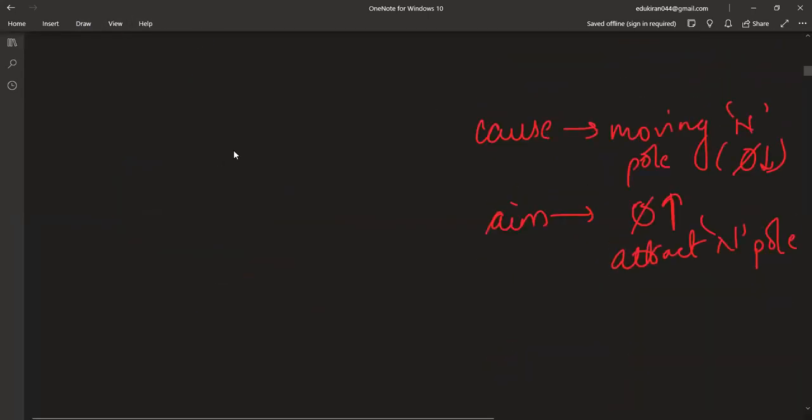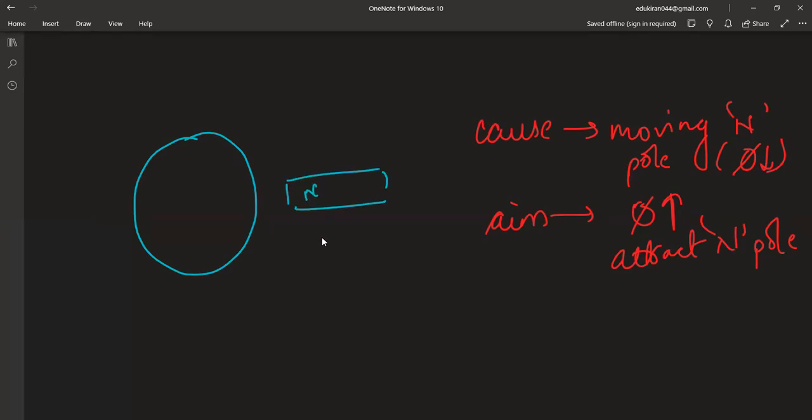One more example, let's take. Suppose this is a coil, and the north pole is here, and here we have the south pole. Instead of moving towards the coil, the magnet is moving away from the coil. In the above two cases, we discussed that the bar magnet was moving near the coil. In the first case, the North Pole was approaching. In the second case, the South Pole was approaching. Now I'm saying the bar magnet is moving away from the coil.